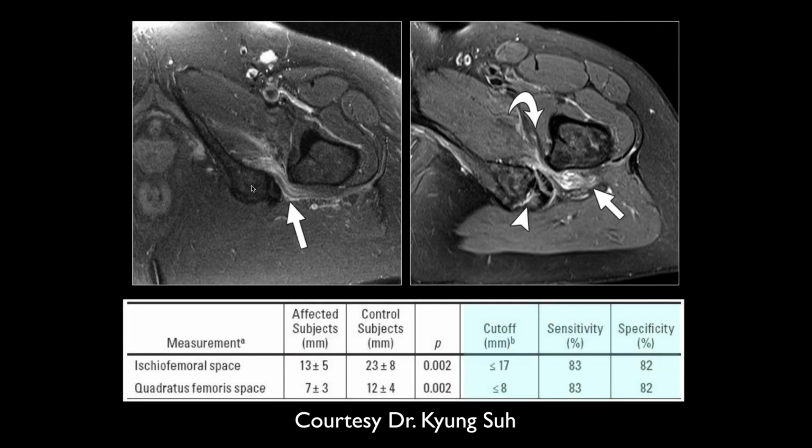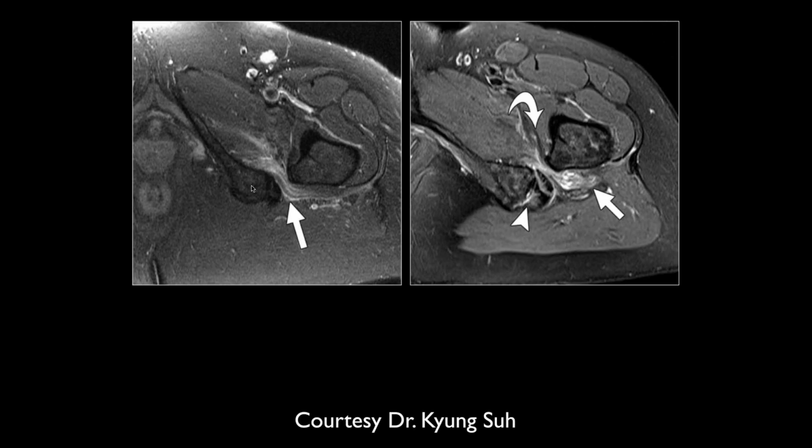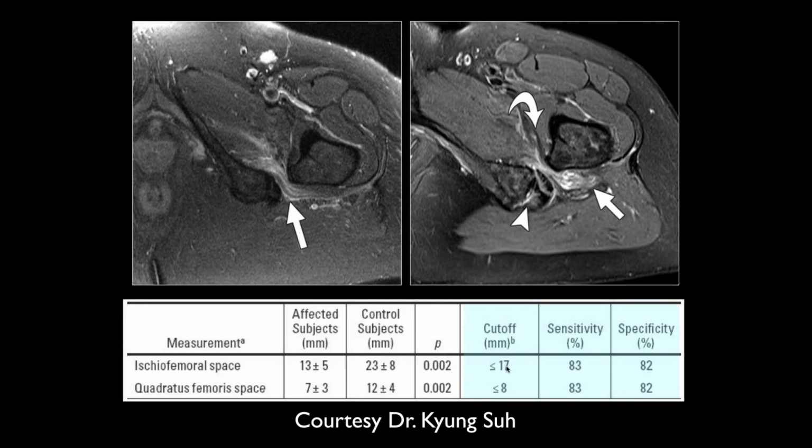Just examples. There have been studies looking at the cutoff distances and so forth. But I think instead of using an absolute measurement, what's most important is really the edema within the quadratus muscle. But if you're going to use a measurement, let me go back here. These are the cutoffs for the ischiofemoral space and the quadratus femoral space that people use. If you want to remember something, just 8 millimeters of the quadratus femoral space differentiates those likely to be symptomatic from those who aren't. But you should always look for the edema pattern too.